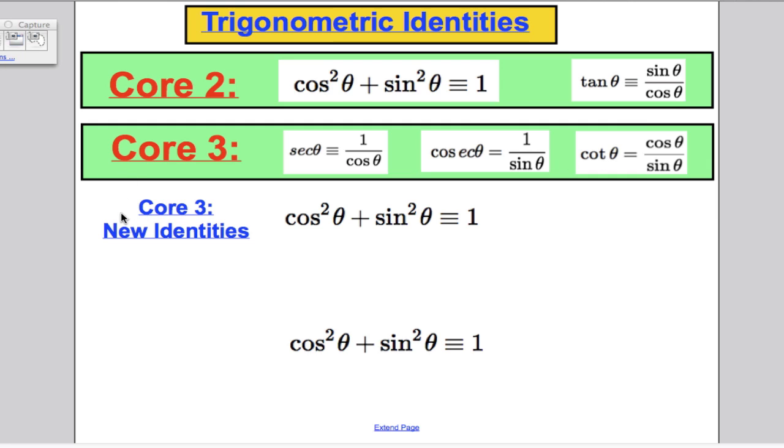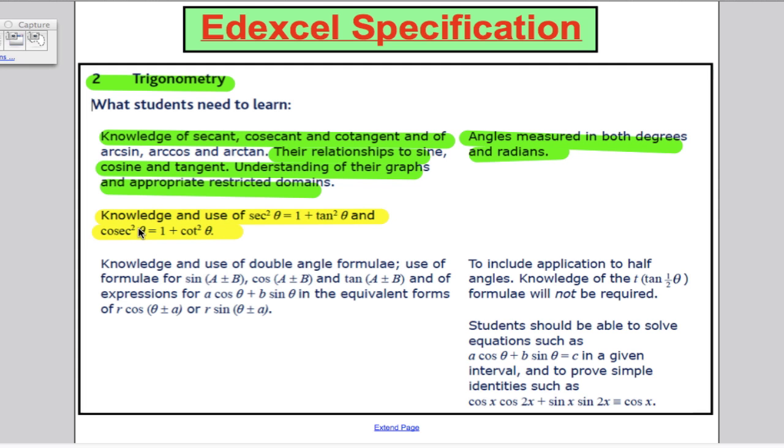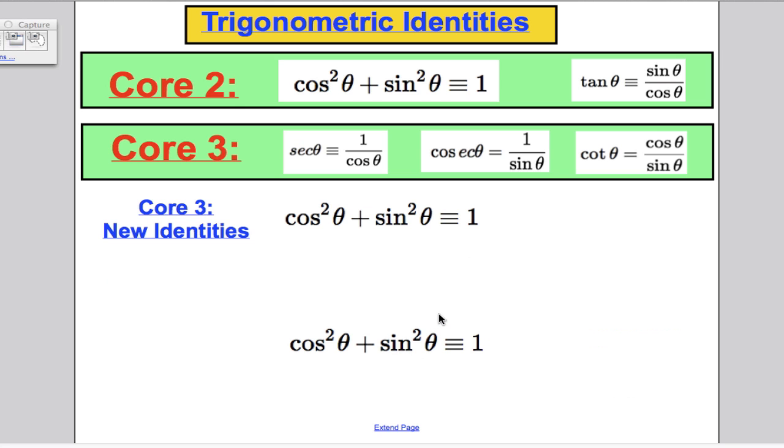Now, in Core 3, there are two new identities on top of this which we need to determine, and they are given to us here. Sec squared theta is 1 plus tan squared theta, and cosec squared theta is 1 plus cot squared theta. I'm going to show you how to derive them.